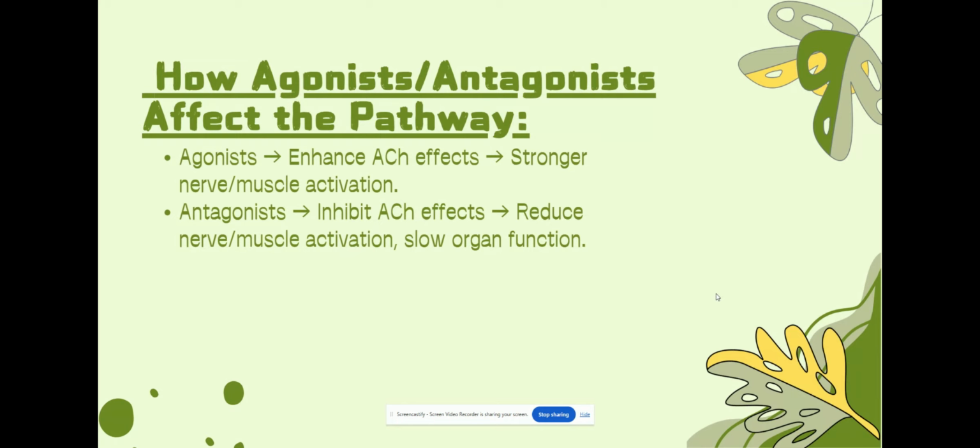Curare, for instance, blocks nicotinic receptors, preventing muscle contraction and causing paralysis, and atropine blocks muscarinic receptors, and it increases the heart rate and reduces gland secretion.